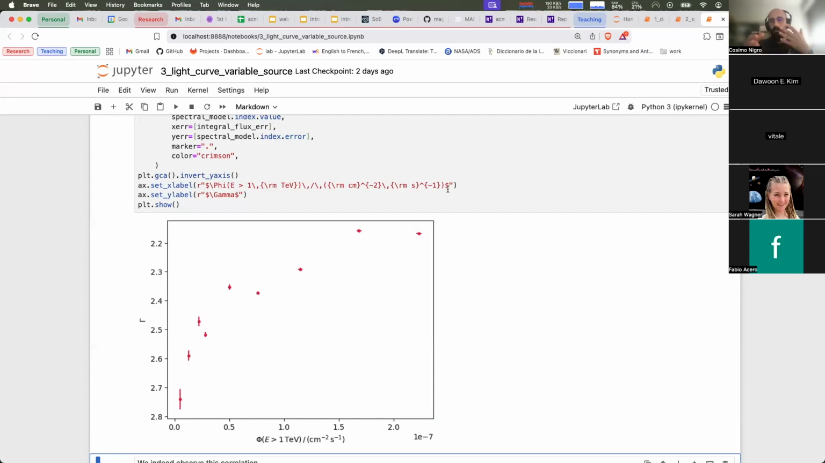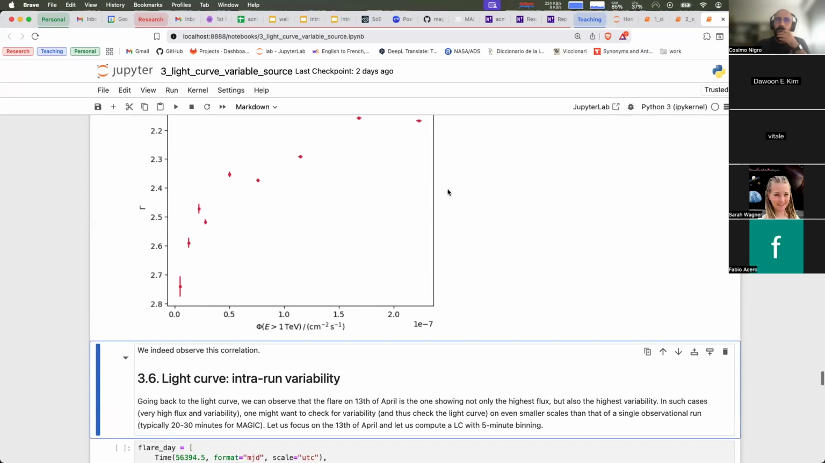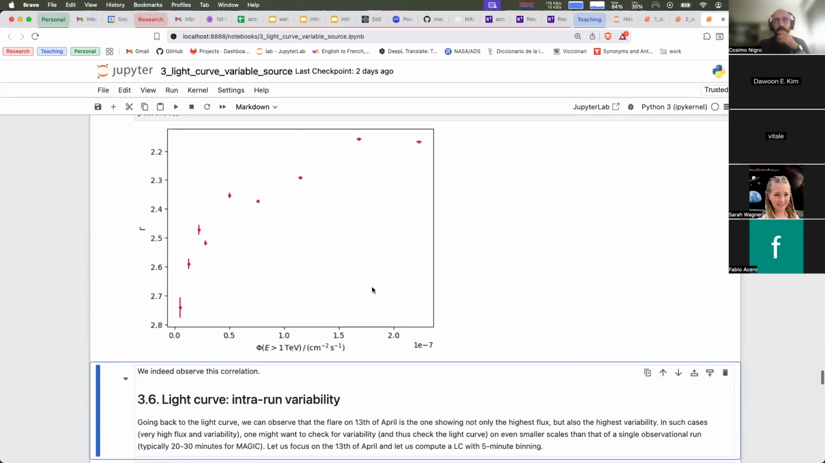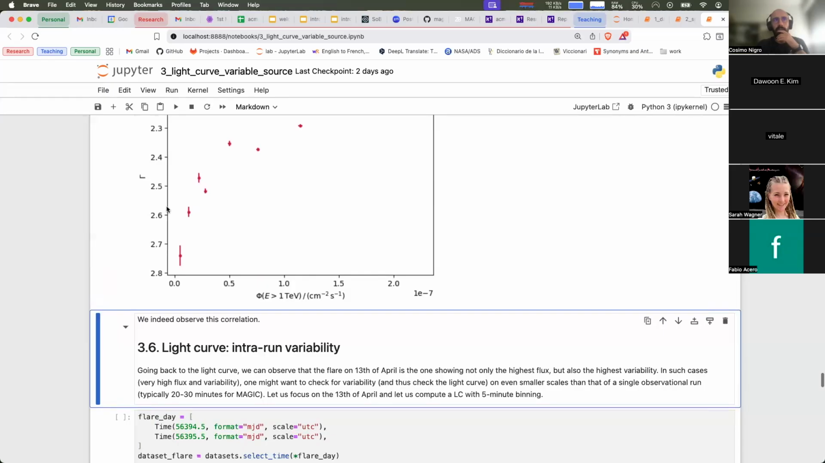So I just wanted to give you, let's say, a different way of studying the temporal variation, okay? Not just computing the integral flux, but for example, also studying how the parameters change and relating that to something physical, okay? So our source to a certain extent is showing this harder-when-brighter behavior, because the integral flux correlates with the hardening of the spectral index.